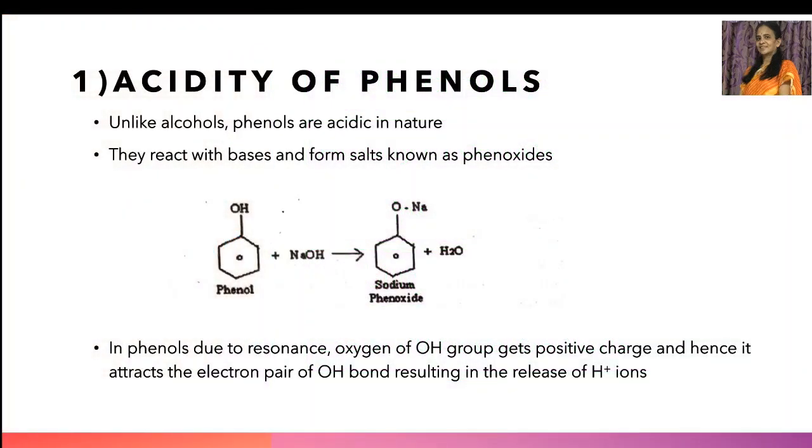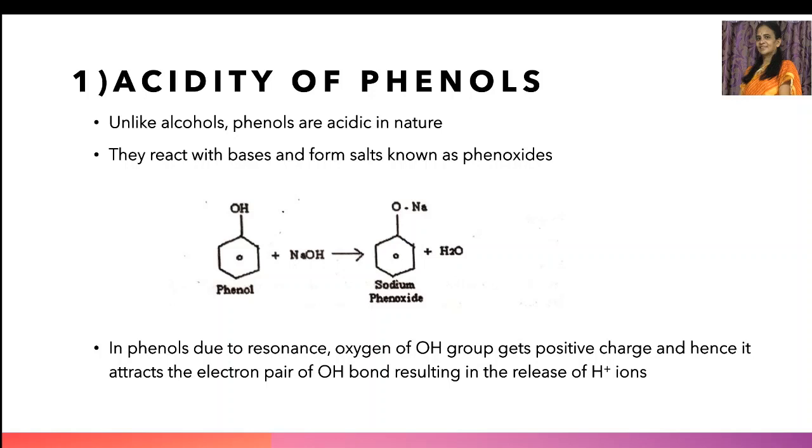First one, acidity of phenols. How do we explain the acidity of phenols? Let's see. So phenol is an aromatic alcohol. Unlike alcohols, phenols are acidic in nature. When compared to alcohols, phenols are more acidic. Alcohols do not exhibit acidic nature, whereas phenols exhibit acidic nature. So what is the reason for the acidic nature of phenols? How do you say that phenols are acidic in nature?